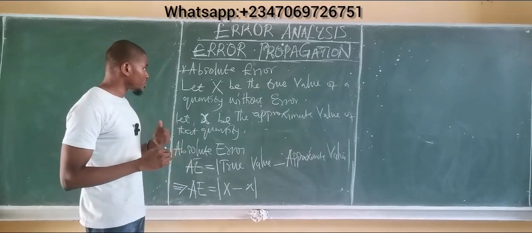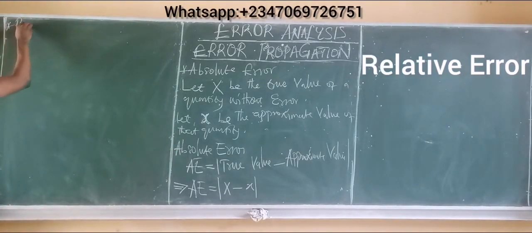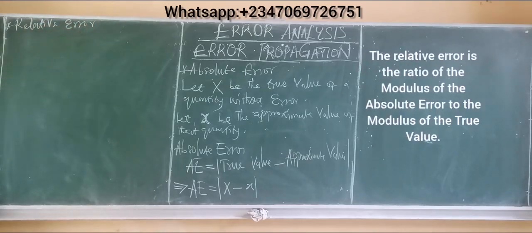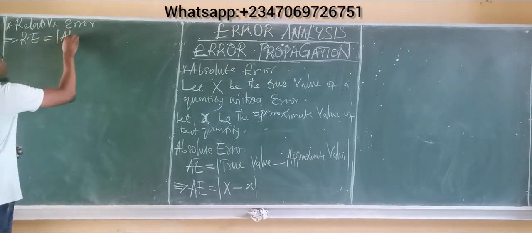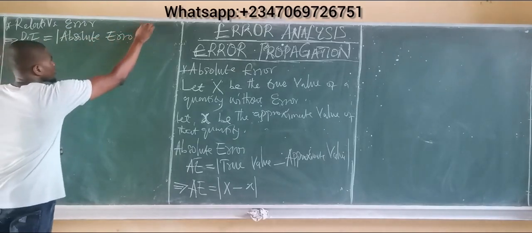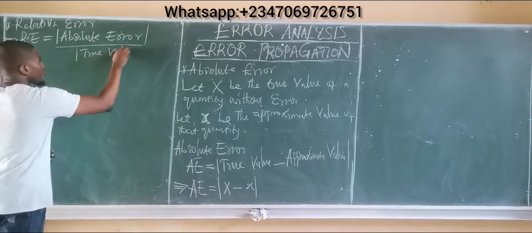Now, if this is the absolute error, then the next thing we can talk about is what is called the relative error. What is the relative error? The relative error is simply the ratio of the absolute error to the modulus of the true value. So that simply means that relative error is equal to the modulus of the absolute error all over the modulus of the true value.